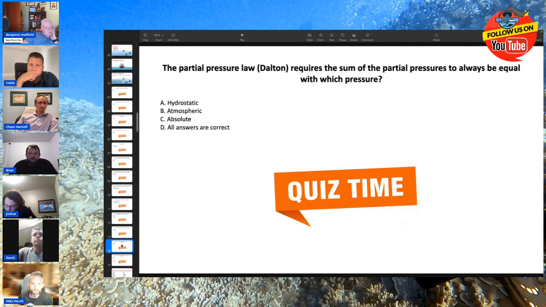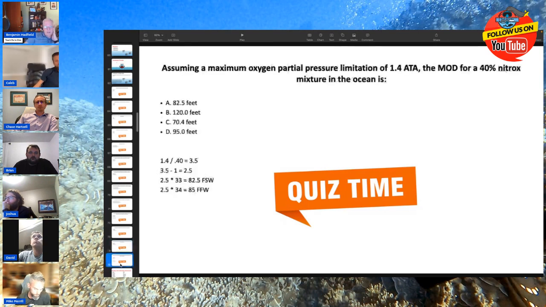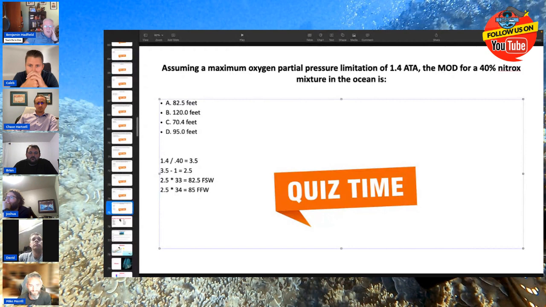All right. Caleb, Dalton's law of partial pressures requires the sum of the partial pressures to always be equal with which pressure? With the absolute pressure. Absolute pressure is exactly right. And finally, I have the answer there. So I feel strongly you guys have this one as well. So I'm not too terribly worried. You guys have the math down and you're good to go.